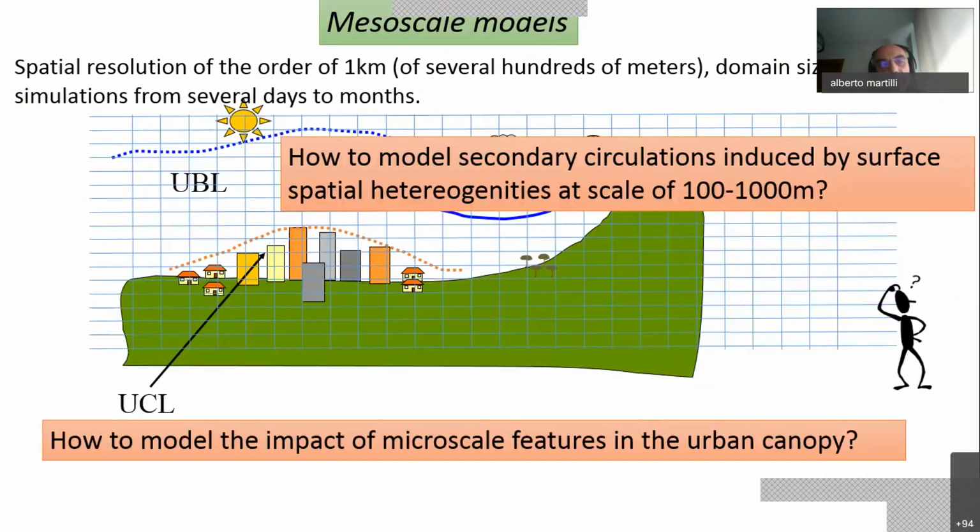And the other problem that we are facing with this type of models is how to represent the secondary circulations that form in the urban boundary layer due to the spatial heterogeneity at the scale of, let's say, 100 to 1000 meters.